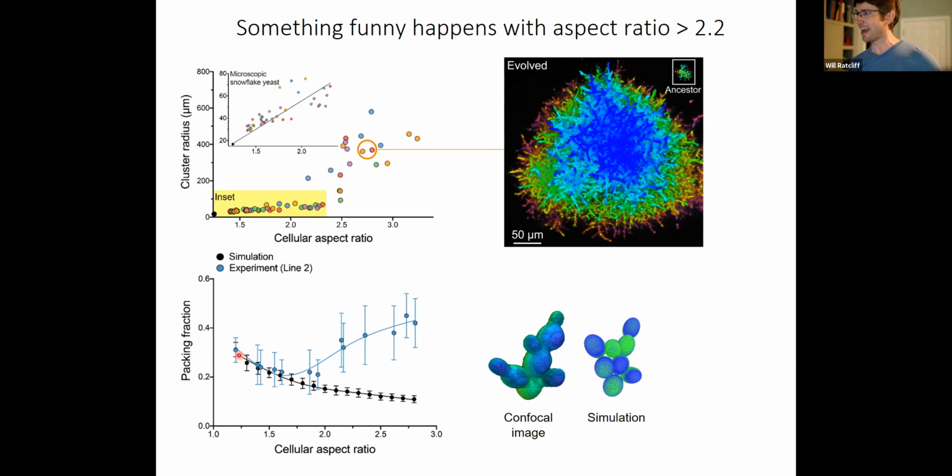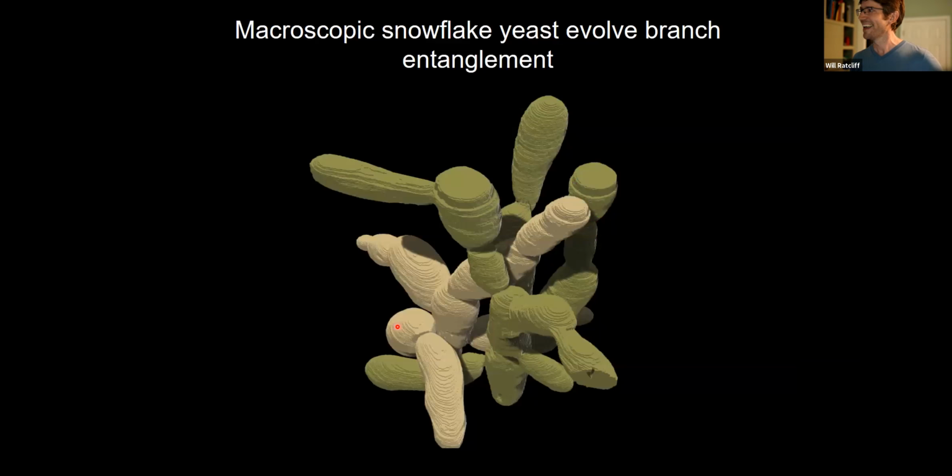And initially, our experimental snowflake yeast land right on top of this, which is cool to see because this isn't directly parameterized. So it's nice to see that we get similar packing fractions in our experiments and our simulations. But then we see this strange thing where as the cells get longer, all of a sudden, rather than continuing to get less dense, they're getting more and more dense. Again, something we can't explain. There must be something different about these macroscopic snowflake yeast that explains how they're bucking the trend here.